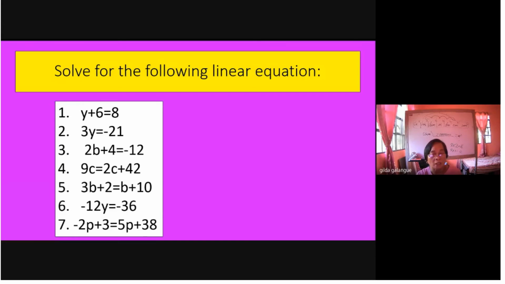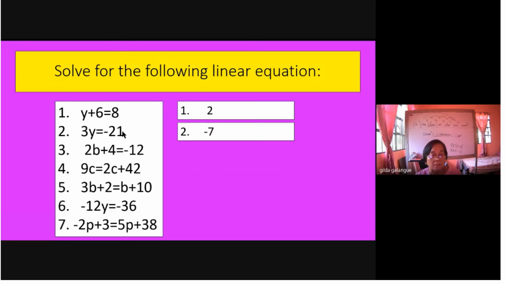What is the value of y? The value of y is, what number must be added to 6 to make it 8? What is the answer? y equals 2. Now, we are going to divide 3 on both sides of the equation. Dividing 3 on both sides of the equation, we divide this 1 by 3. We also divide this 1 by 3. What is the answer? What is the value of y?